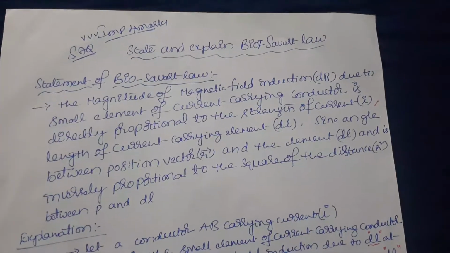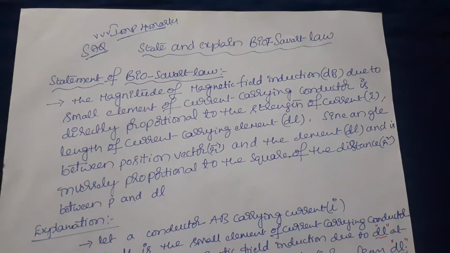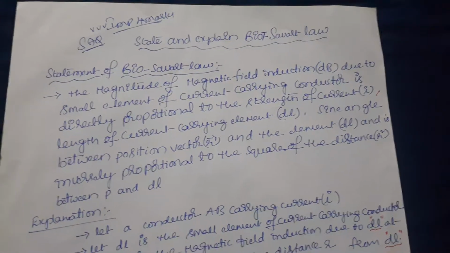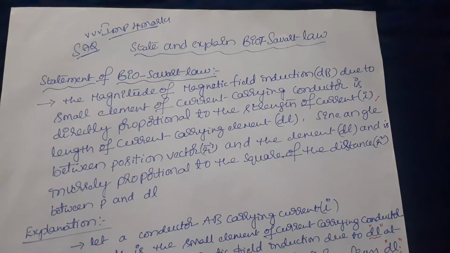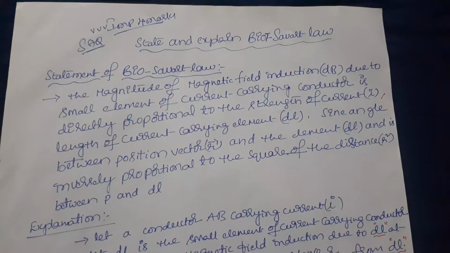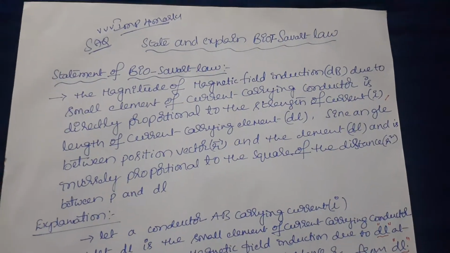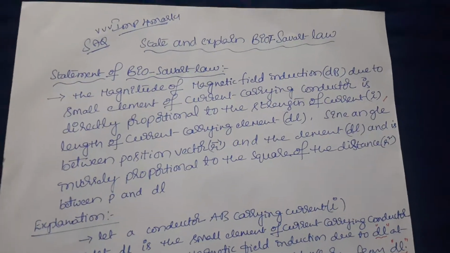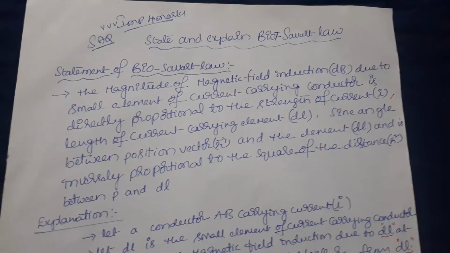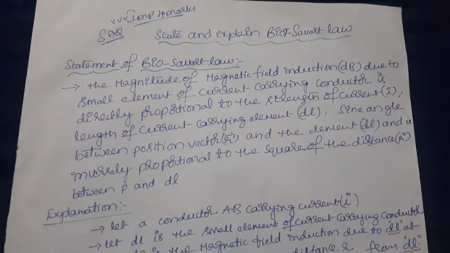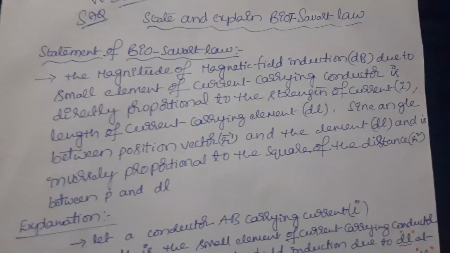In this class we are going to learn about an important 4 marks question in class 12 intermediate second year physics, in the chapter moving charges and magnetism. The most important question for 4 marks: state and explain Biot-Savart law. So what is the statement, students? You can see.